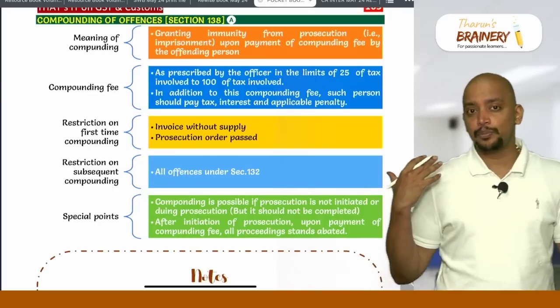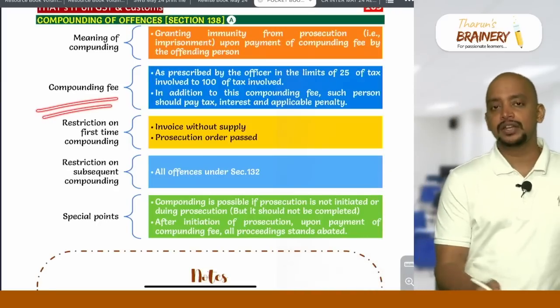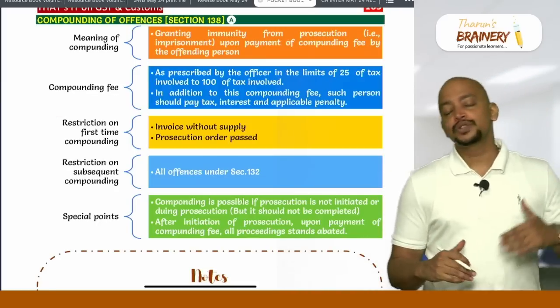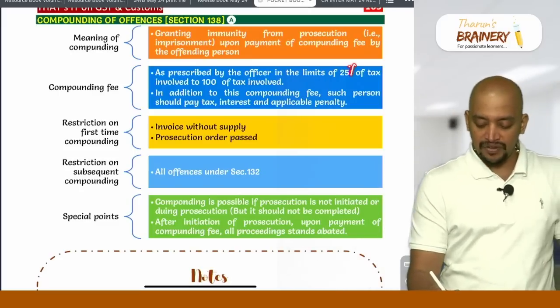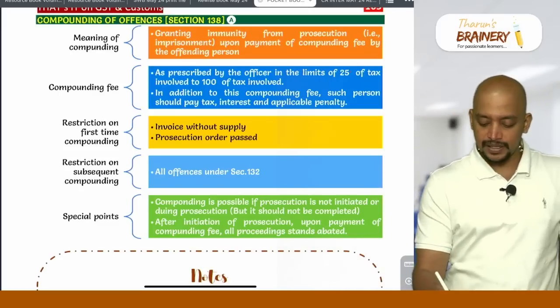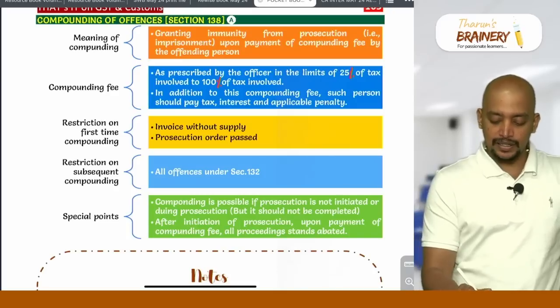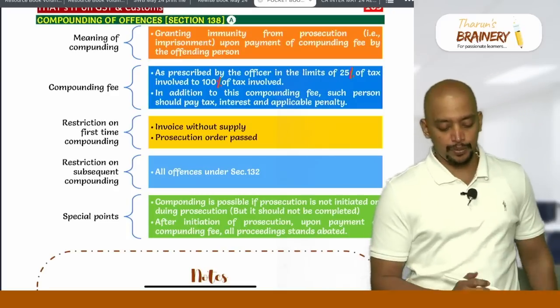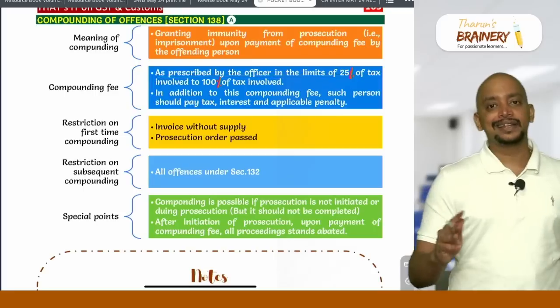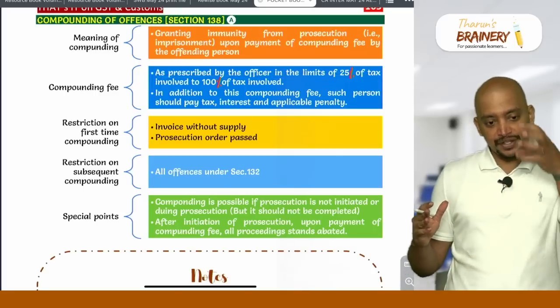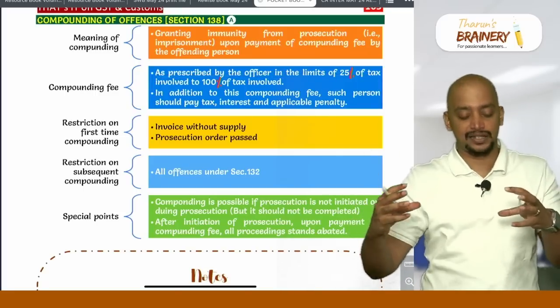And what is that compounding fee? That compounding fee will range between 25% to 100% of the tax involved. Okay, so 25% to 100% of the tax involved. That will be the compounding fee, as prescribed by the officer, and it will range between 25% of the tax involved to 100% of the tax involved.